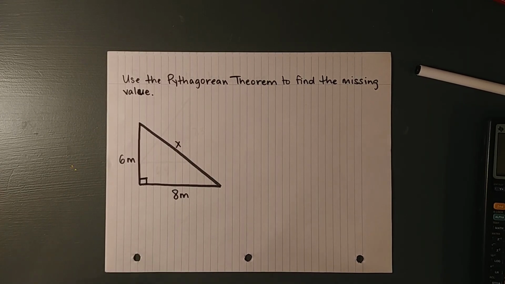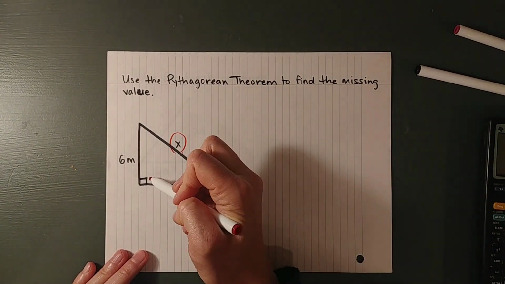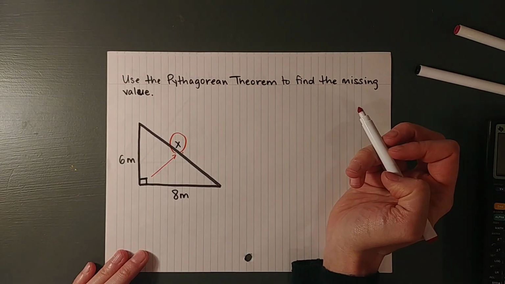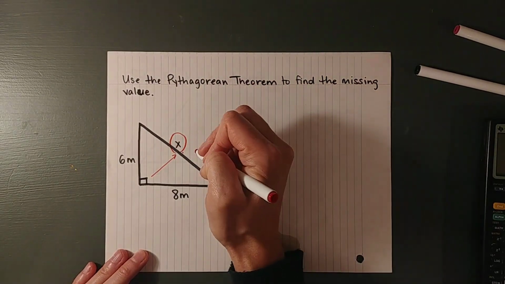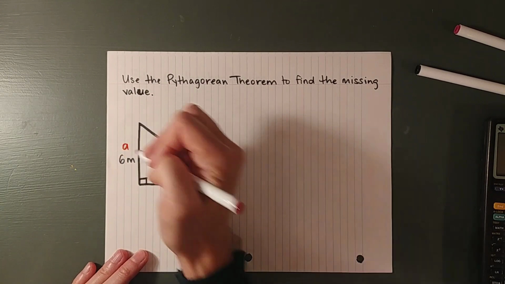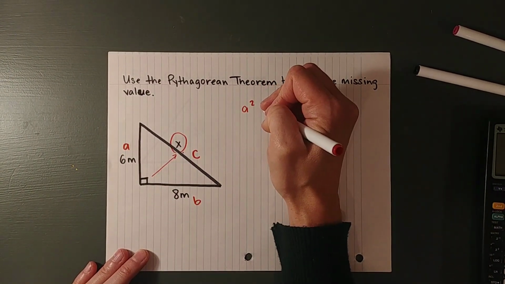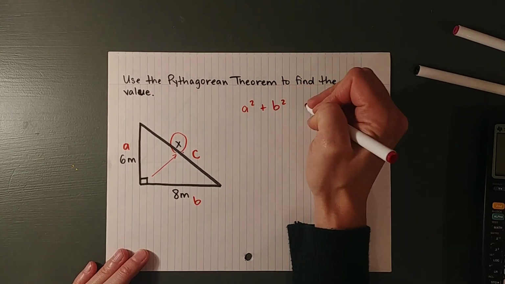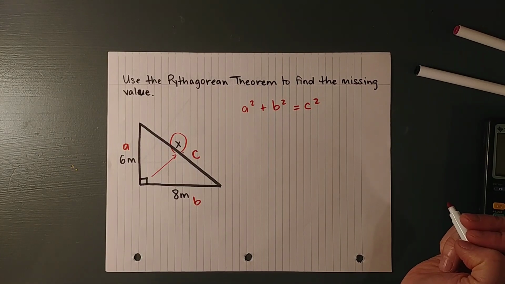The first one says use the Pythagorean theorem to find the missing value. So in this case, the missing value is x here. We notice that it is the hypotenuse. It's right across from the right angle. It's the longest side, so we're going to label it with a C, and we're going to label these ones A and B. Okay, and I'm going to write out our Pythagorean theorem, which says that A squared plus B squared is equal to C squared, and I'm going to sub each of my values in.